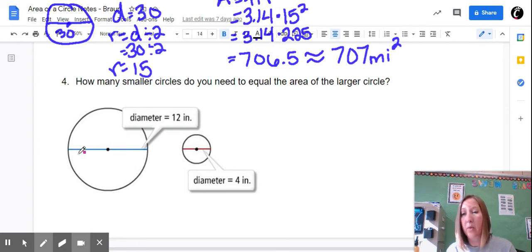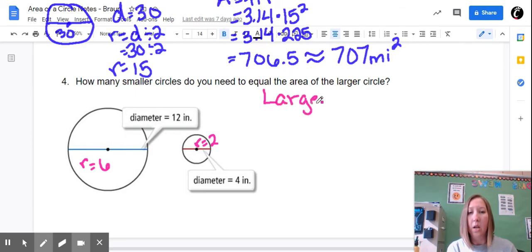So the first thing I'm going to do is look at my bigger circle, which has a diameter of 12. That tells me that my radius is going to equal 6. And over here, I have a diameter of 4. So this radius is going to equal 2. So I'm going to start with my large circle, and I'm just going to find the area of each one.